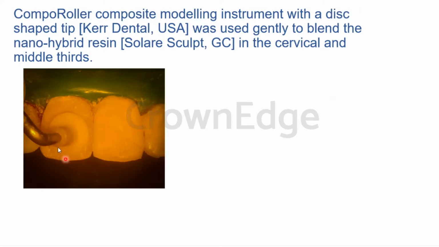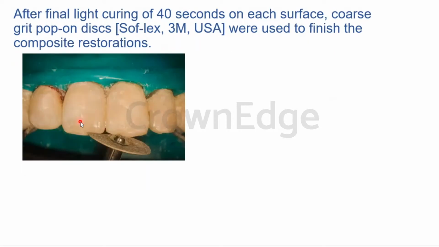Next, I'm using something like the Optra Sculpt. Compo Roller has a disc-shaped tip. You can look up Optra Sculpt on Google. It's a very nice instrument which can be used for adaptation of composite and blending of the resin onto the tooth surface. So in this case, I use the Compo Roller with the disc-shaped tip to blend in that composite into the cervical and the middle third.